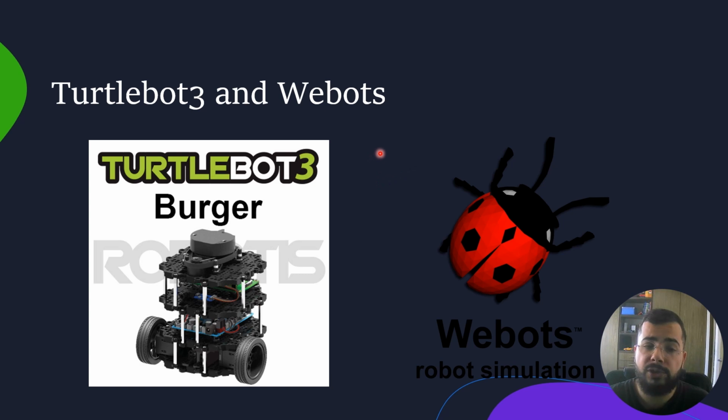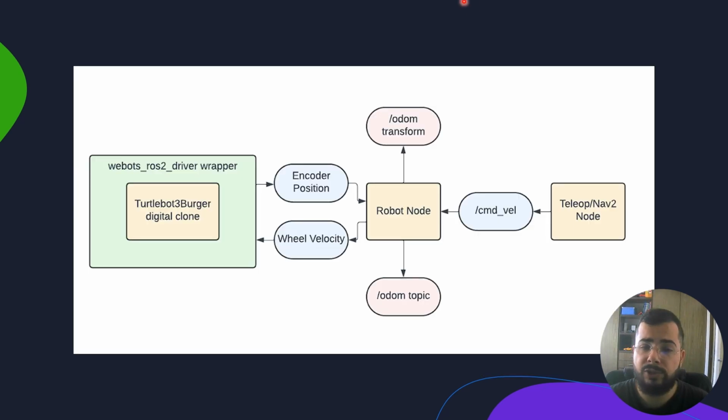For this project, we will be using the TurtleBot 3 robot, which has exactly those three sensors, and we will be running it in a simulated world in the Webots environment. To connect the ROS nodes to the Webots simulation, I created a wrapper using the Webots ROS2 driver that allows me to read the position of the encoders and set velocity information to the wheels.